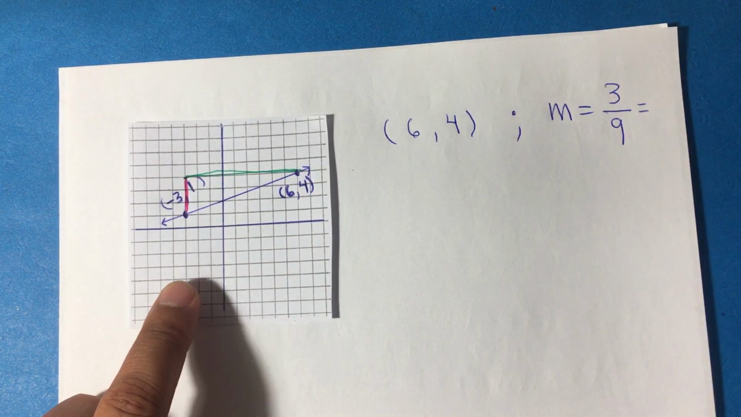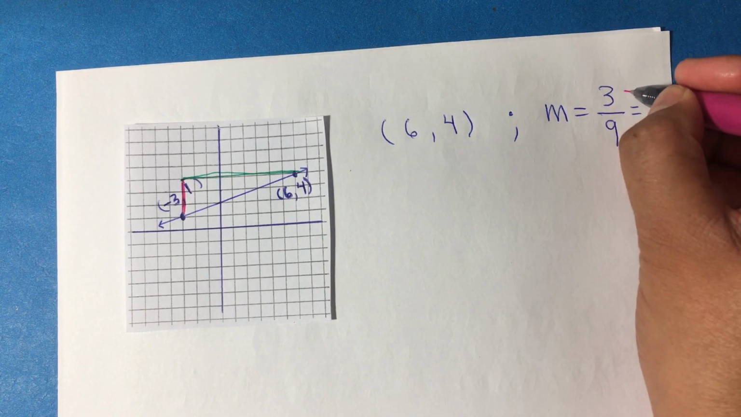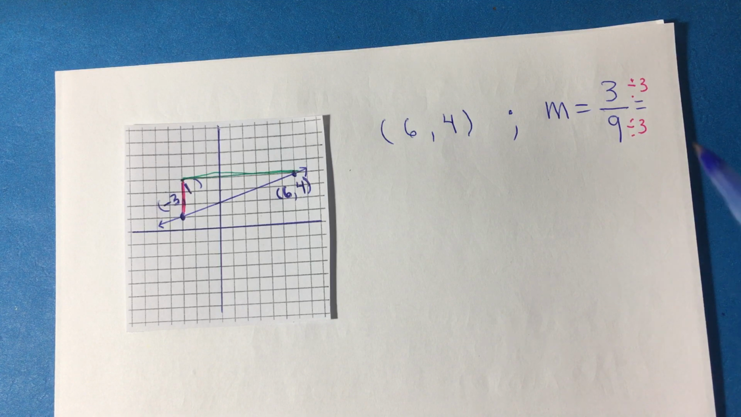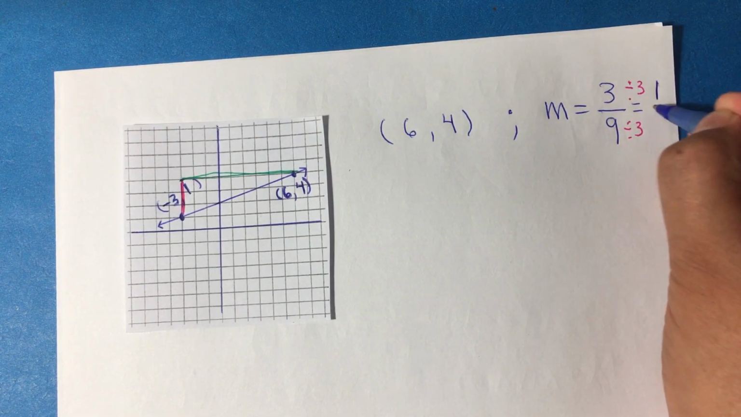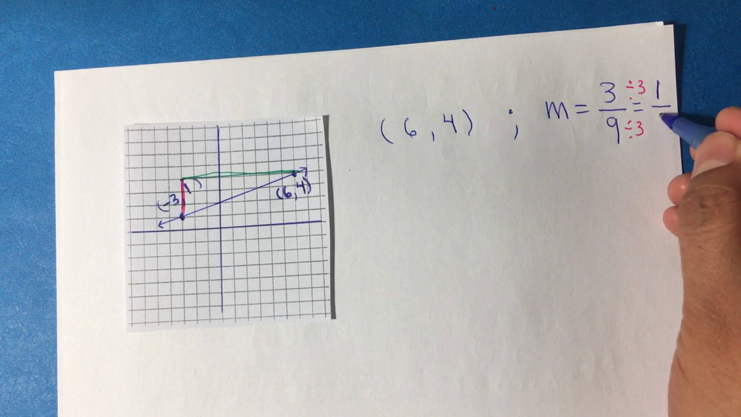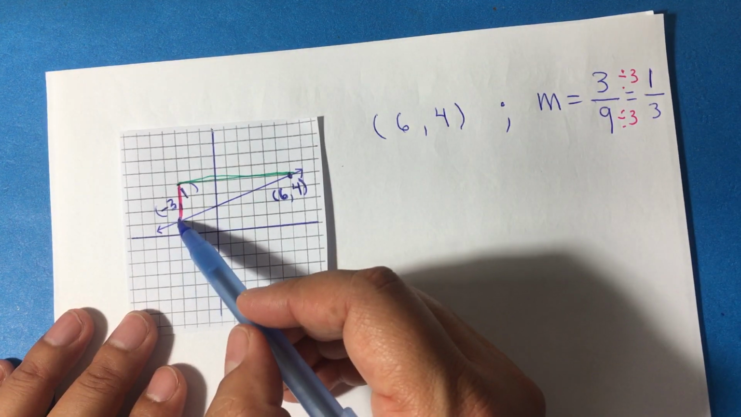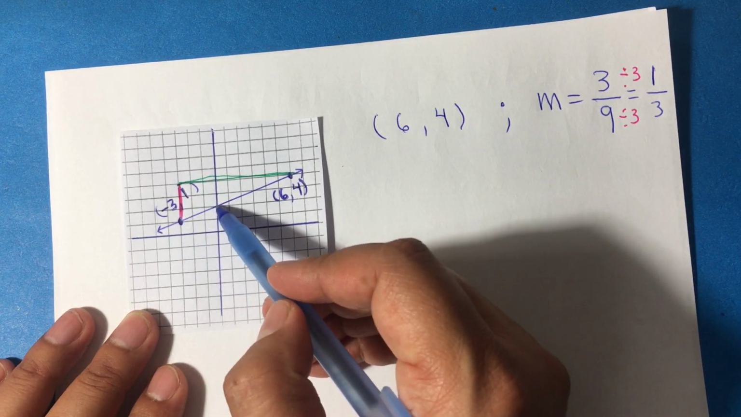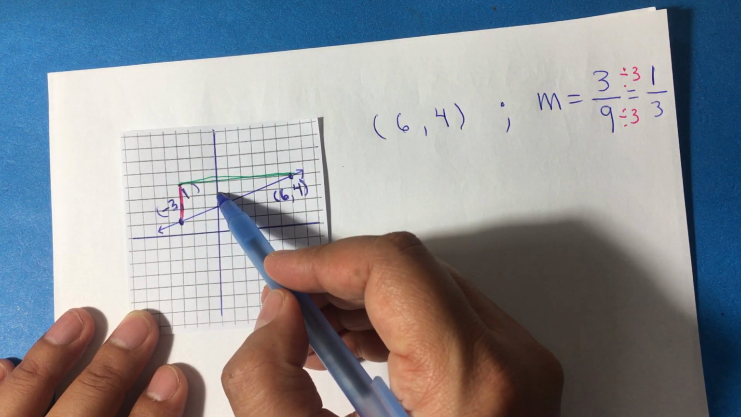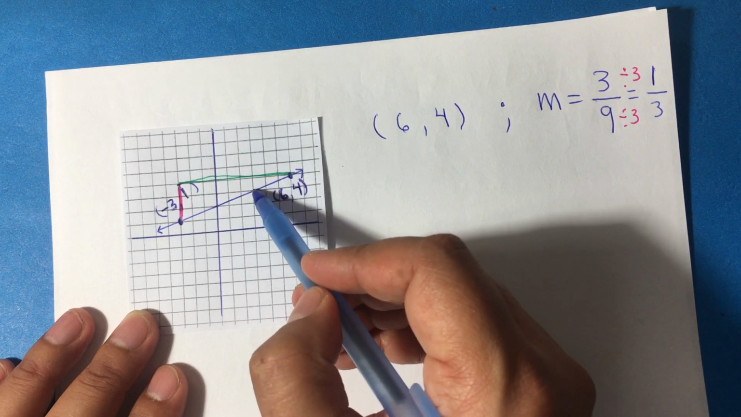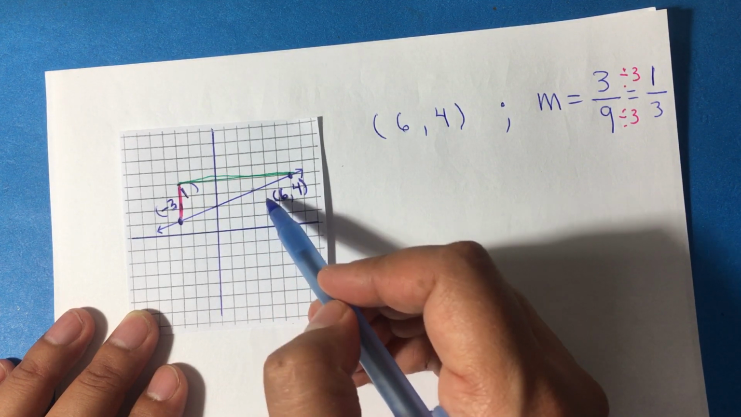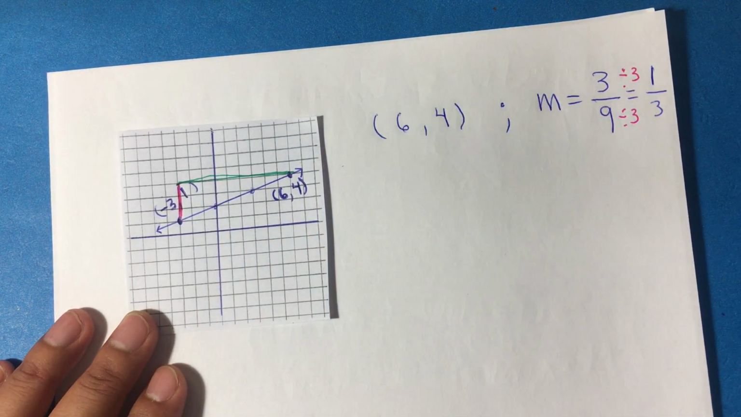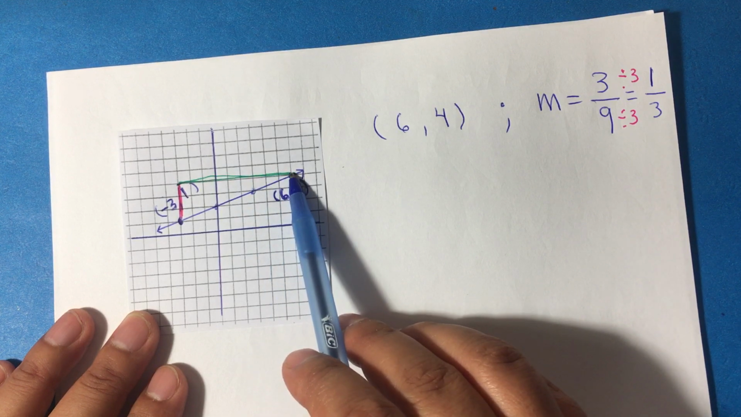But that can be simplified because both numbers are divisible by 3. And 3 divided by 3 is 1. 9 divided by 3 is 3. So it's 1/3. That means that if I go up 1 and then 3 spaces to the right, I'm going to find points where we don't have fractions. So in here is 1 point, in here is 1 point, and then that one. Up 1, 3 to the right.